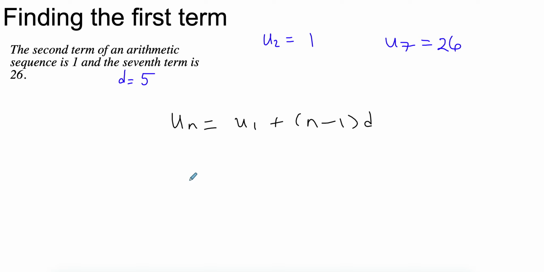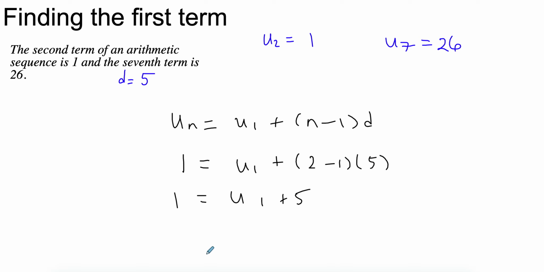You could use either of these right now since you know the common difference. So I could use U2. I know that U2 is 1 and U1 is what I'm trying to find. And the position is the second position, so 2 minus 1, and the common difference is 5. If I simplify this, 2 minus 1 is just 1, so 1 times 5 is 5. And so U1 is equal to 1 minus 5, and that is negative 4.